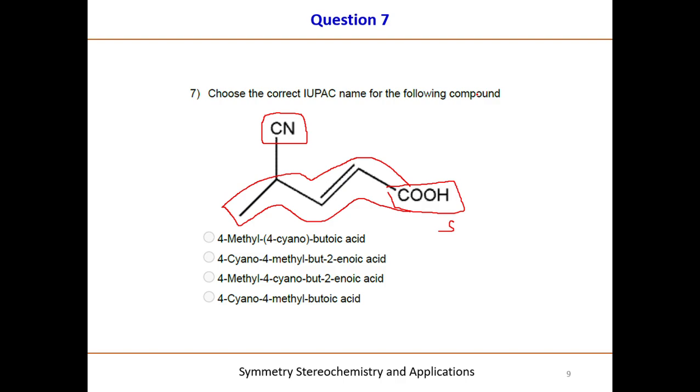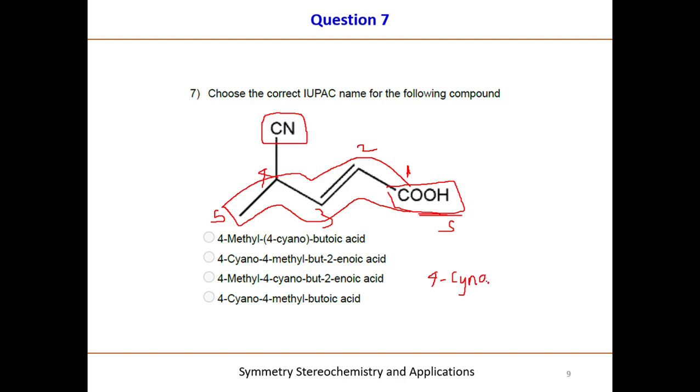As I told you, you always have to start numbering from the highest priority functional group. So this carbon atom will become 1, because this is the highest priority functional group, acid. Then this is 2, then 3, 4, and this one is 5. So there are 5 carbon atoms. First of all we have to write the substituent name. At the fourth position we have a cyano group, right?